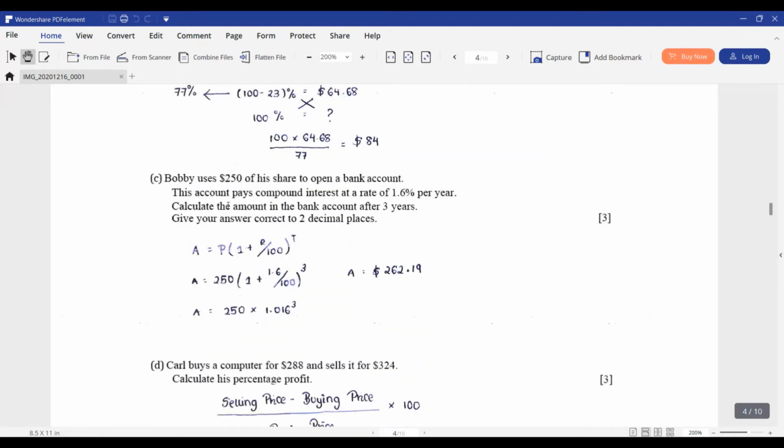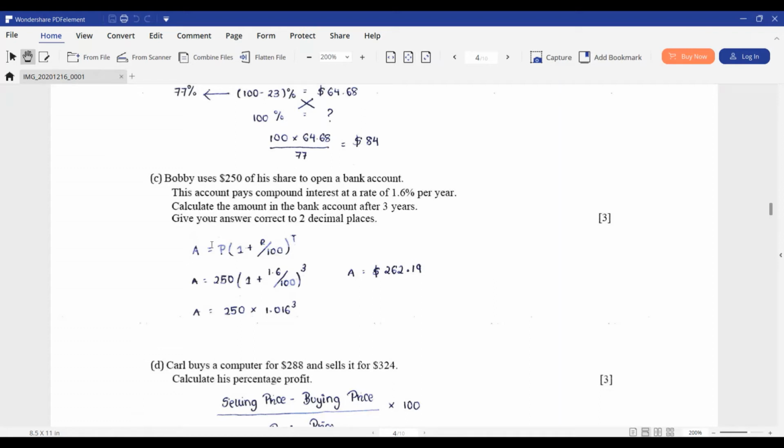Part C. Bobby uses $250 of his share to open a bank account. This account pays compound interest at a rate of 1.6% per year. Calculate the amount in the bank after 3 years. Give your answer correct to 2 decimal places. What you want to do first is configure your calculator. If you're using an 82MS, keep pressing the mode button until you reach a screen that says Fix, Sci, and Norm, if I'm not mistaken. Hit the Fix button and configure it to 2. Just press the number 2 once you hit the Fix button. This will automatically round your answer to 2 decimal places.